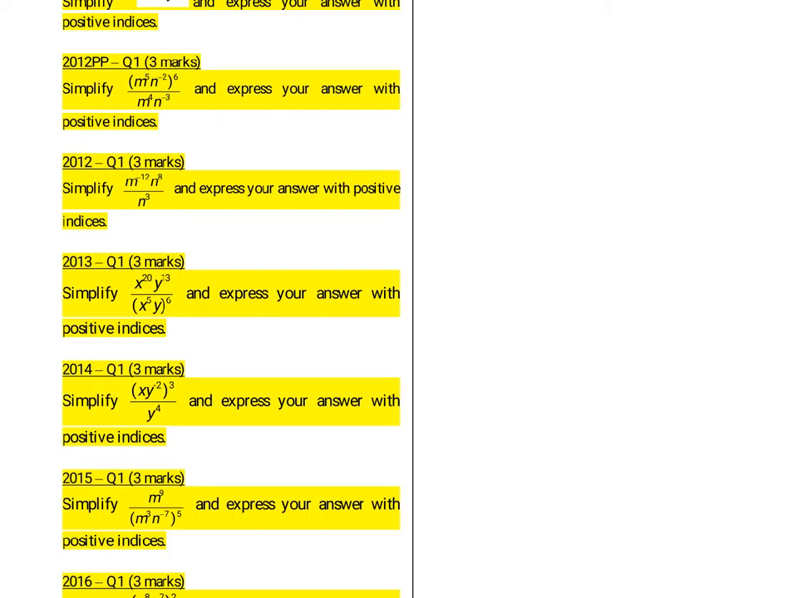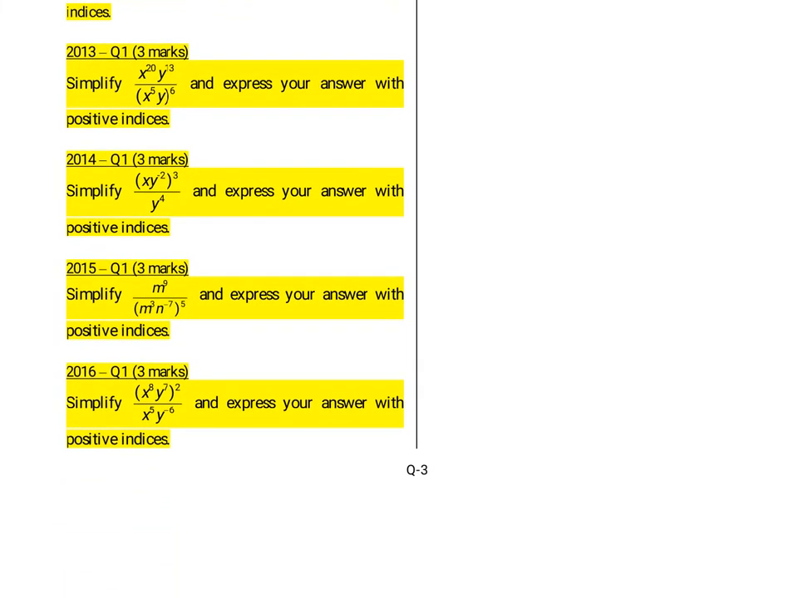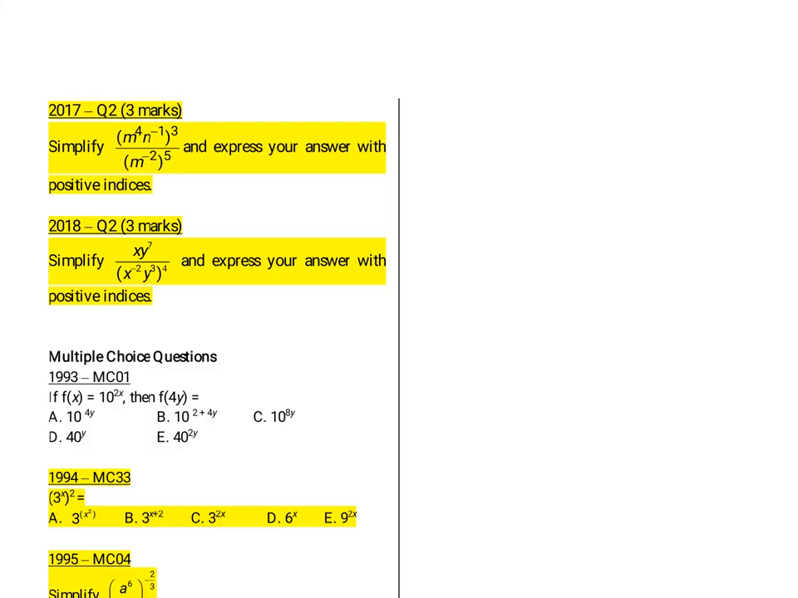Okay, so again, these questions are very similar. So I think you can do it yourself. So once again, I will do one question. So here for this one, m to the power 4 times 3 would be 12, and then would be n to the power negative 1 times 3 would be negative 3, and then over the denominator would be m to the power negative 2 times 5 would be negative 10. And then again, you have the negative.